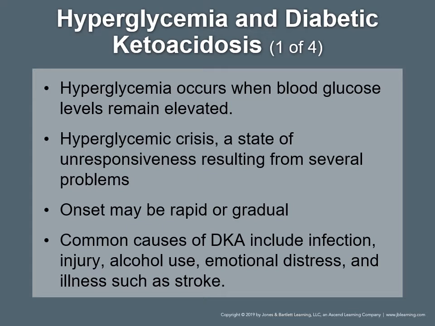Repeated episodes of hyperglycemia will cause several physiologic changes that have detrimental long-term effects. When serum glucose levels rise above tolerable levels, physiologic changes occur representing pathologic conditions called diabetic ketoacidosis, or DKA, and hyperosmolar hyperglycemic syndrome, or HHS. Common causes of DKA include infection, injury, alcohol use, emotional distress, and illness such as stroke or myocardial infarction.